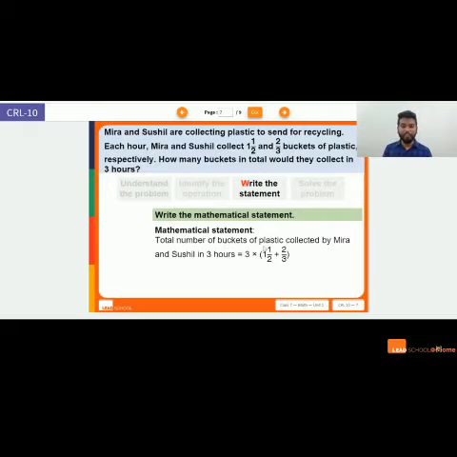Total number of buckets of plastic collected by Meera and Sushil in 3 hours. This statement can be taken from the question on top itself. So it says 3 into (1.5 plus 2 by 3). Does anybody have any doubt? Why do we have this?